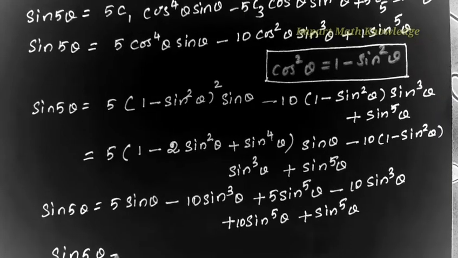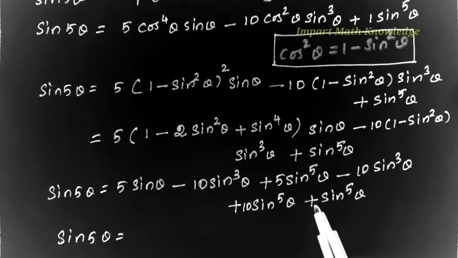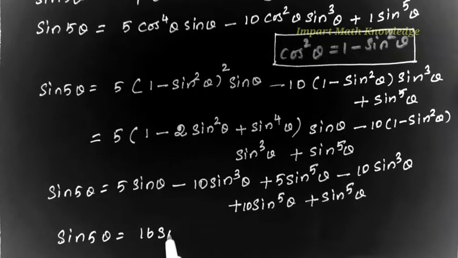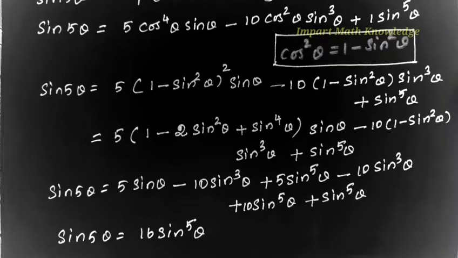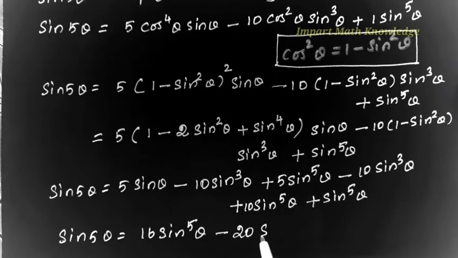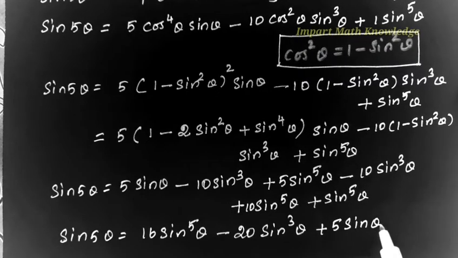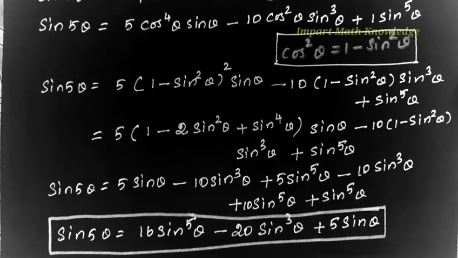Now sin 5θ is equal to, here the highest power is 5, adding all the terms: 5 sin⁵θ plus 10 sin⁵θ is 15, 15 plus 1 is 16, 16 sin⁵θ. The next power is 3, so minus 10 minus 10 is minus 20 sin³θ. At last we have 5 sin θ. sin 5θ is equal to 16 sin⁵θ minus 20 sin³θ plus 5 sin θ.